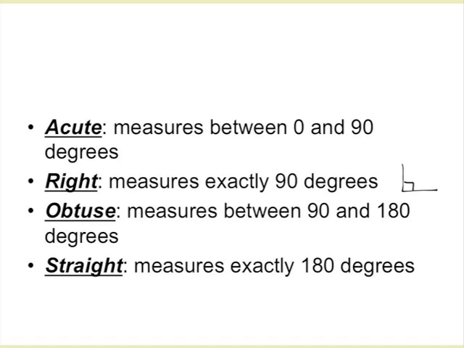An obtuse angle is between 90 and 180. So again, like acute, make sure you give both edges. It's between 90 and on up to 180. And then a straight angle is exactly 180 degrees. It's a straight line. We are not going to work with angles bigger than 180 degrees. Okay? Questions on any of those terms?